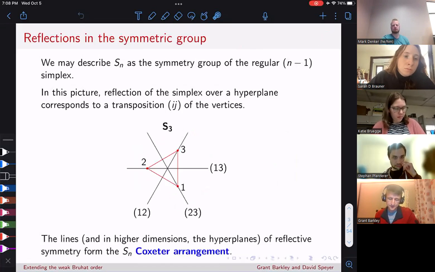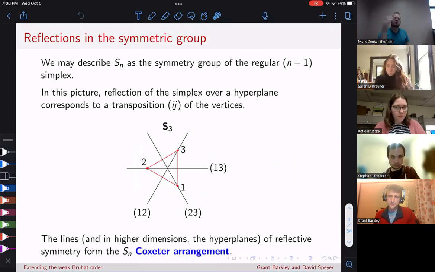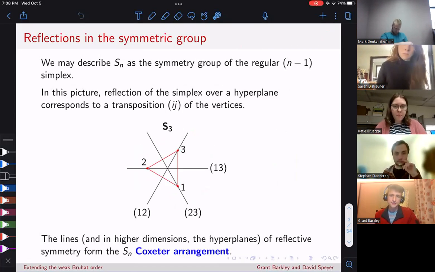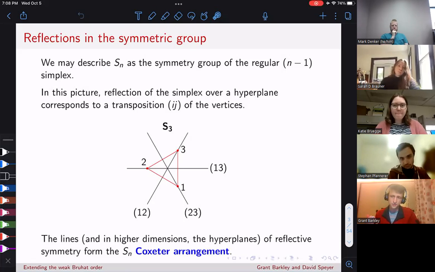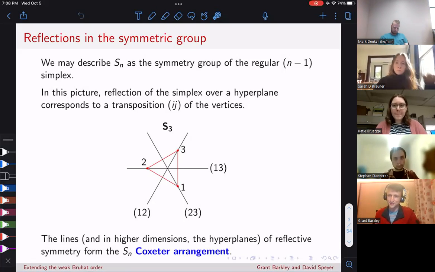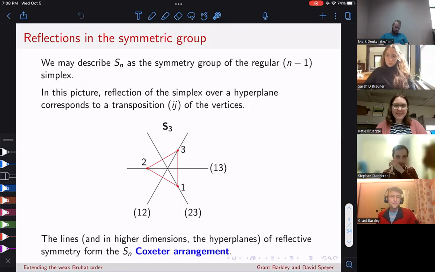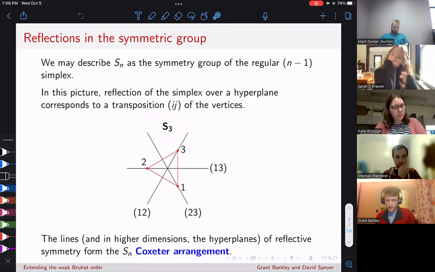The idea is that the symmetric group can be realized in a geometric way. We can describe the symmetric group as the symmetry group of a simplex. This is a triangle, a tetrahedron, and whatever the higher dimensional versions are called, the n simplex. As a special case, the symmetric group S3 is the symmetries of a regular triangle. I've drawn a picture of a regular triangle, and I've labeled its vertices 1, 2, and 3. The various permutations of 1, 2, and 3 realize the different symmetries of the triangle.